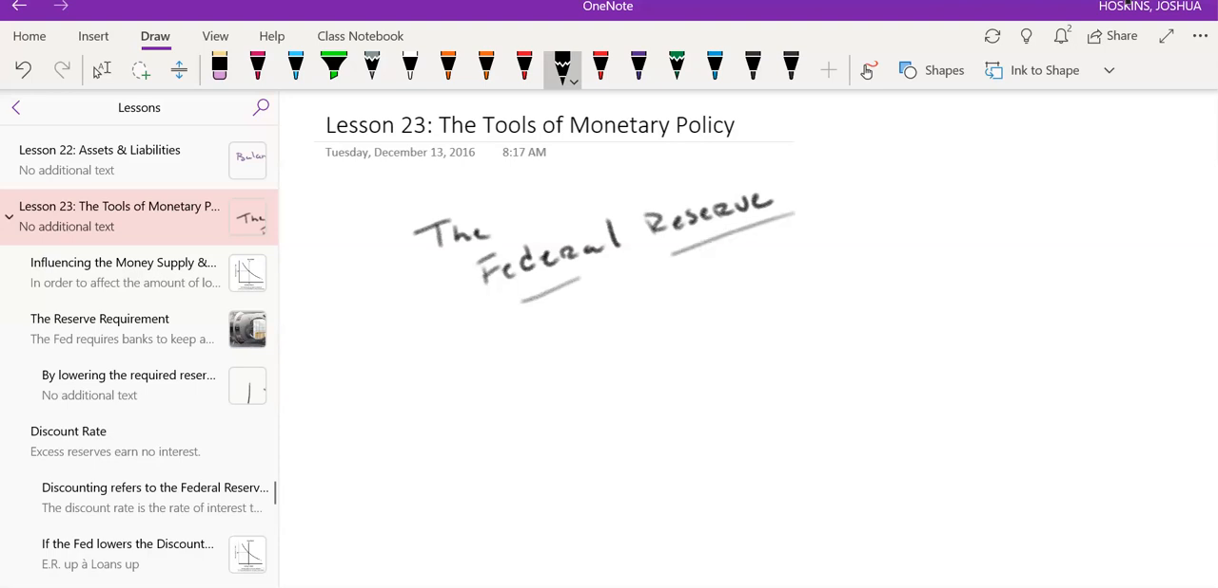And if you want more information on that, talk to your friends who've taken AP US history. There's a lot of fun, interesting stuff in regards to the history of the Federal Reserve.